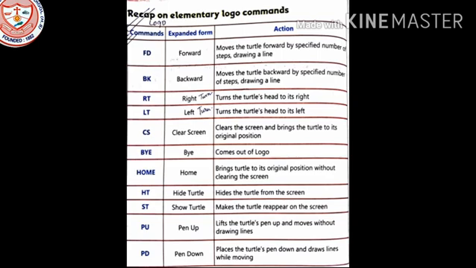Now let's see, the expanded form of FD is forward. Now what does the forward FD command do? It moves the turtle forward by a specified number of steps, drawing a line. Like if you have given FD 50, it will move 50 steps forward. FD means forward. BK means backward. It moves the turtle backward by a specified number of steps, drawing a line.